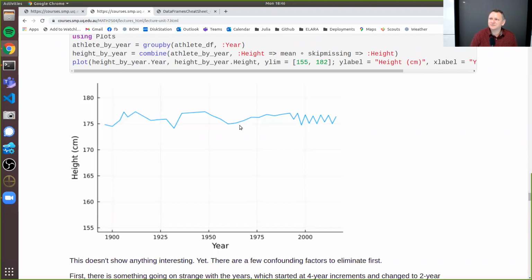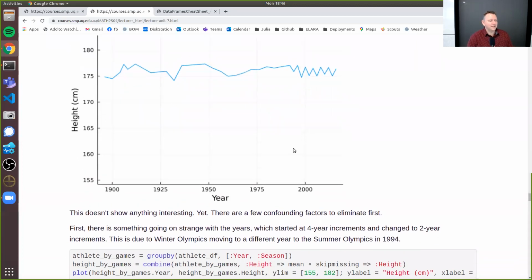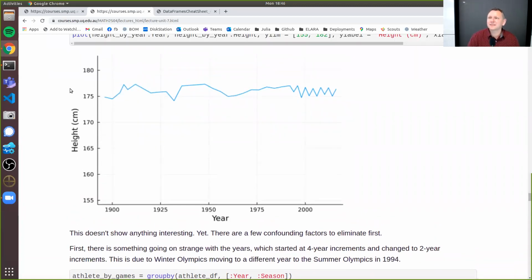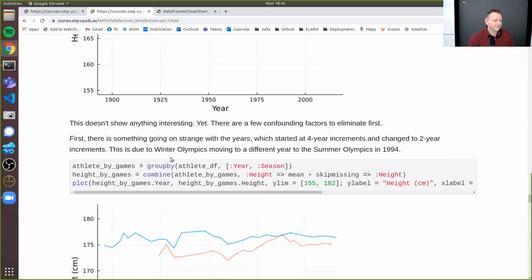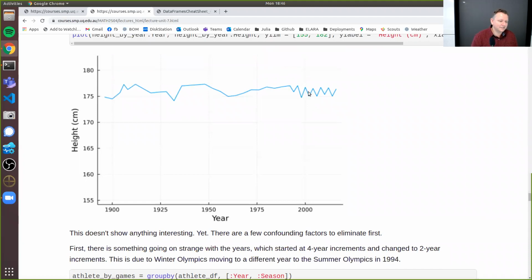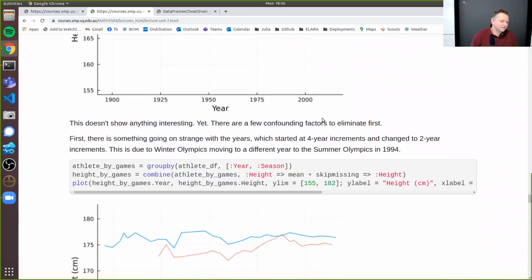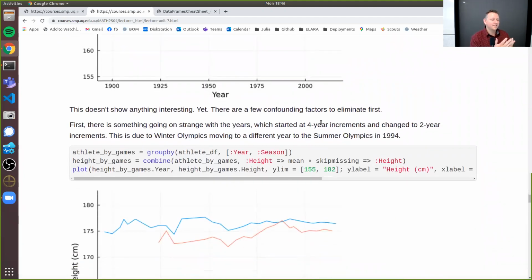That seems very specific. So there's actually a few confounding factors in this data set, which is making this line a bit odd, and we're going to figure this out. So first, these jiggles are coming every 2 years, and that's because at a certain point in time, they offset the Winter Olympics from the Summer Olympics by 2 years. It used to be in the same year, and then it was in between, okay?